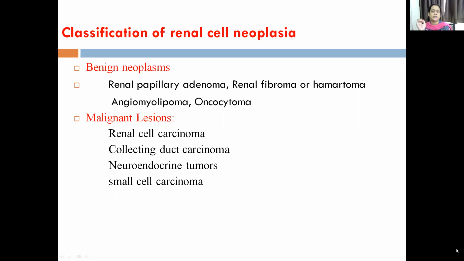When we were dealing with genetics and the childhood tumors, we already finished this topic. So I'm just repeating what Wilms tumor is. Wilms tumor occurs in association with some syndromes.